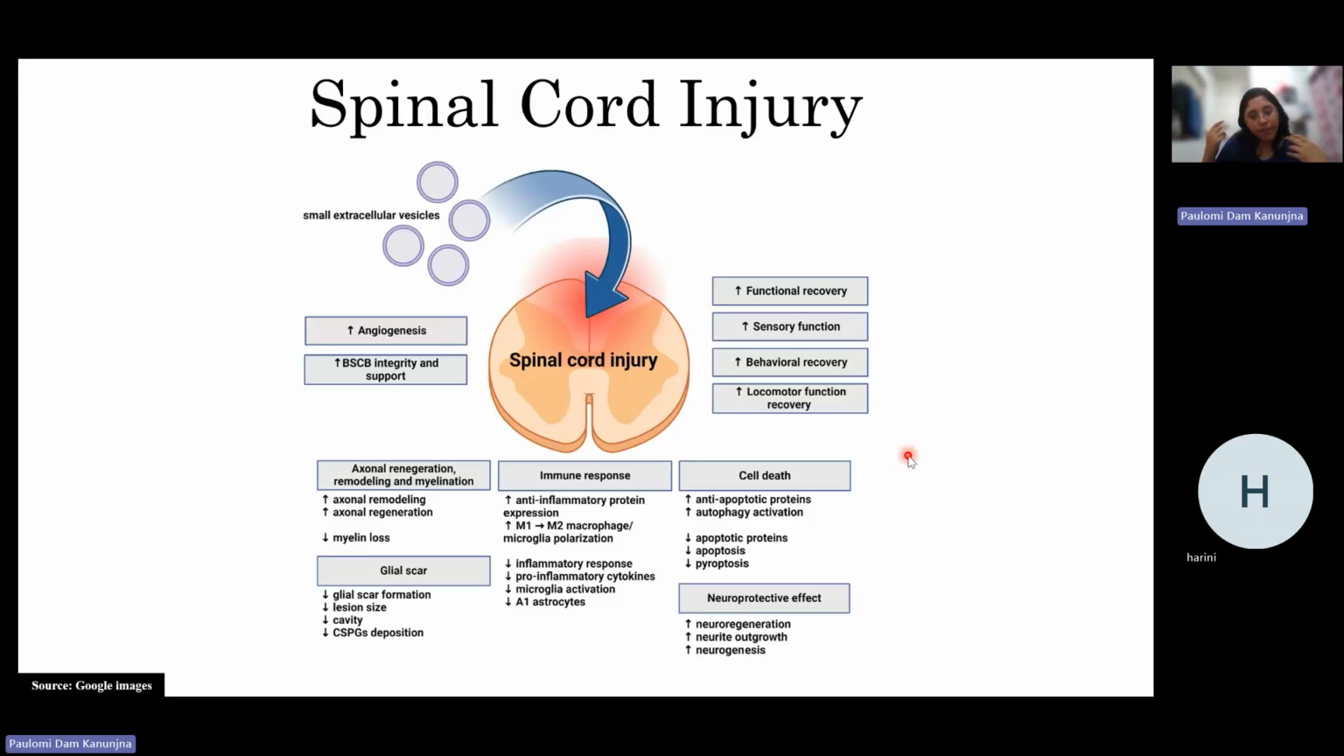However, you don't always need violence or trauma. There can be non-trauma causes also, because of cancer. So you have tumors, you can have infections, or you can also have the degenerative disorders that we just discussed in the previous part, right?